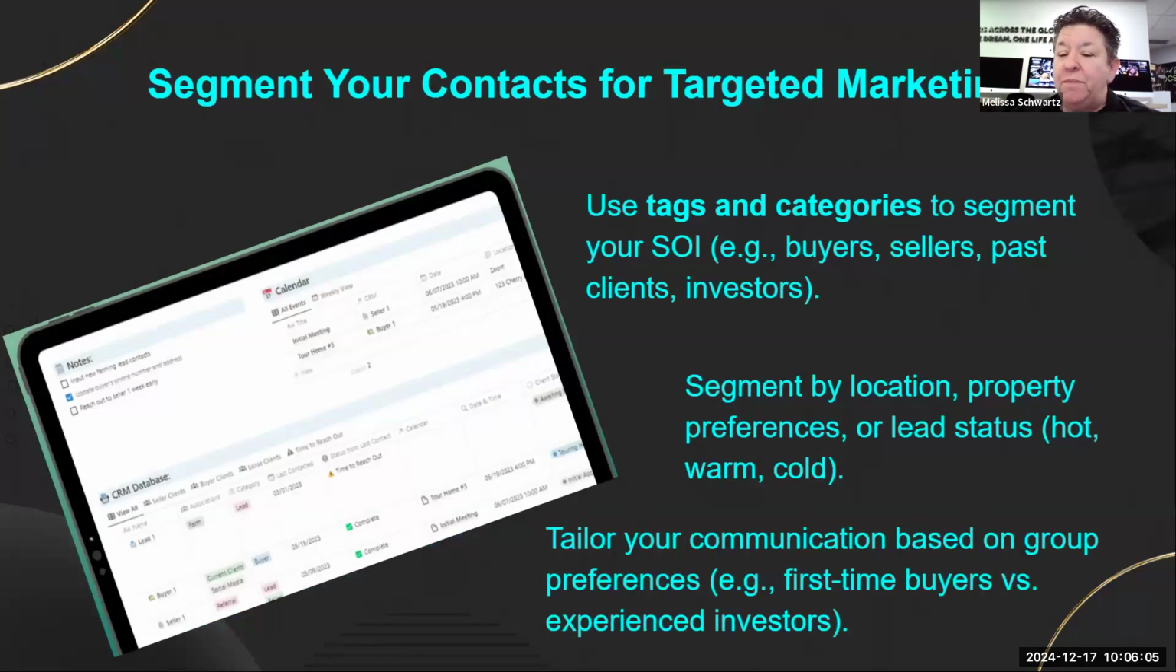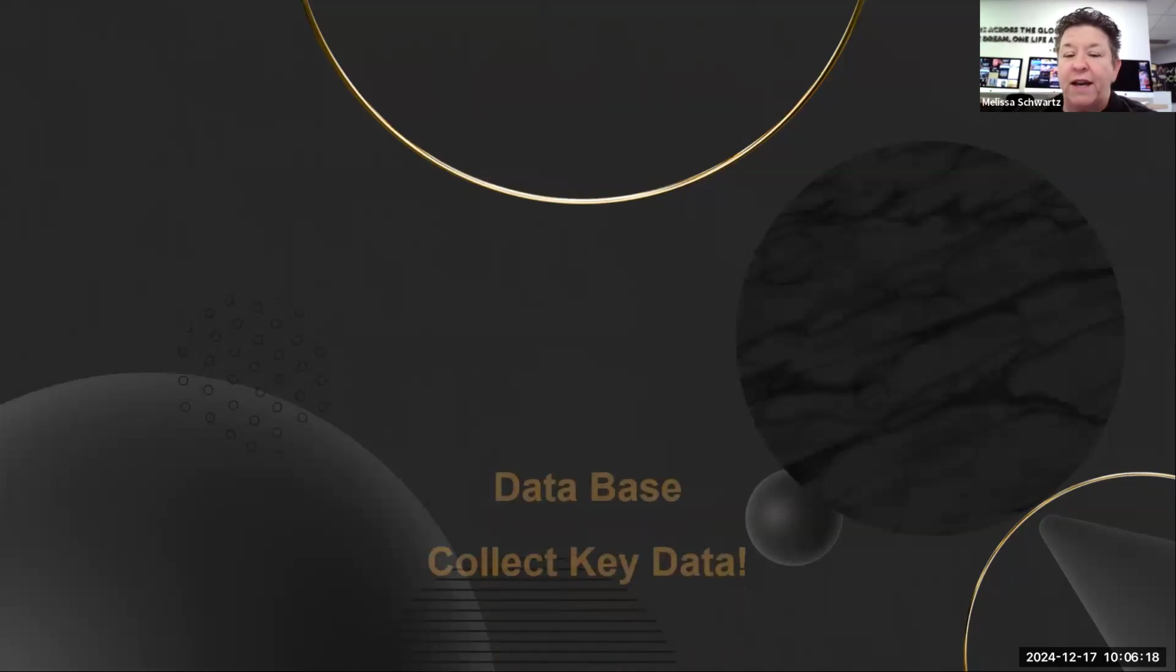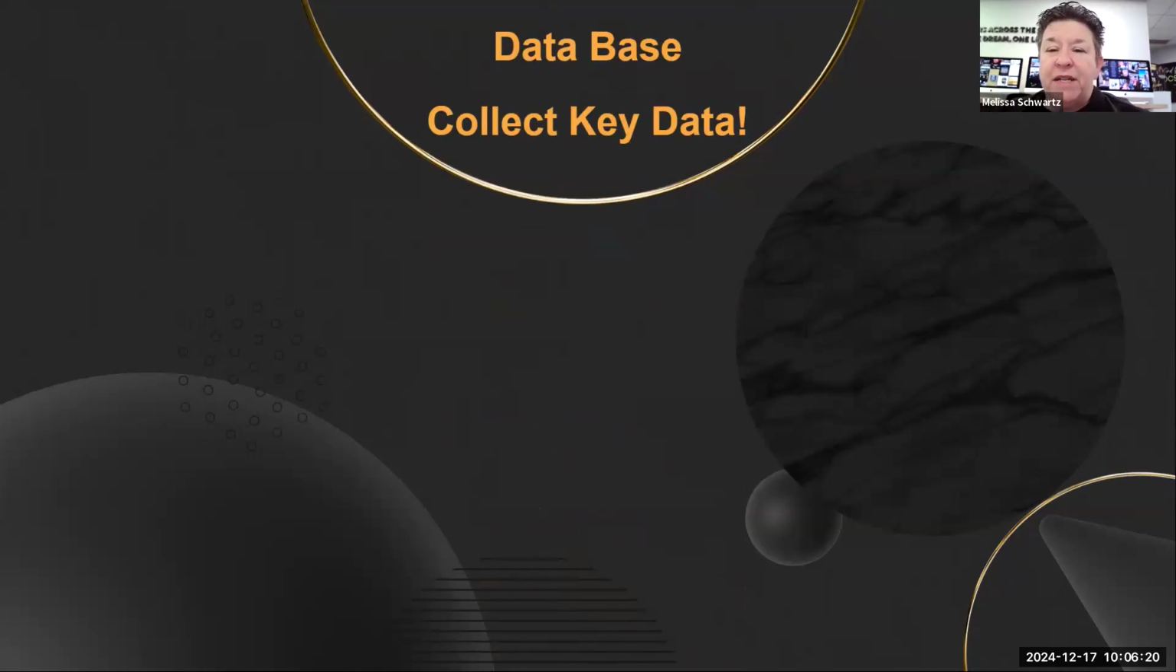Tailor your communication based on those group preferences, perhaps. So first-time home buyers, and I can't read the experienced investors, right? Let's say you do short-term rentals. Those would be a separate category. You need to be able to track that category. Now, database.